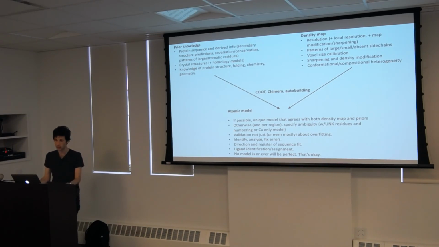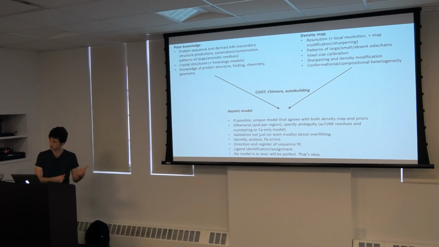And just in general, all of the knowledge that we have from the PDB, our knowledge of secondary structure, fold identification, and protein chemistry and geometry all contributes to our initial model. And from the density map, we have a complementary set of information. And the things to consider there when determining how much and what type of information we can get from the density map.